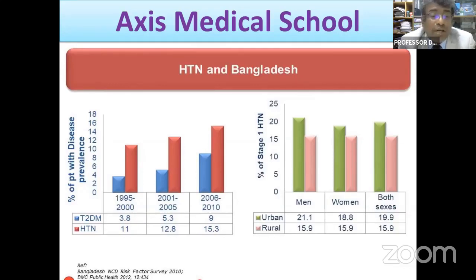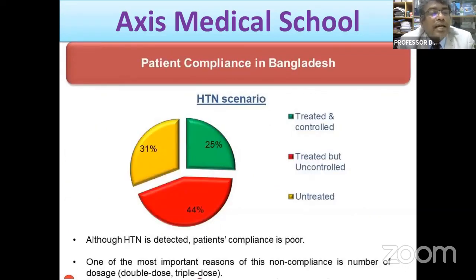And we have also discussed that in urban areas, people living in cities have more chance of having hypertension than rural people. This is the scenario when you consider patient compliance in Bangladesh, and this is a pie chart. This pie chart shows what percentage of people suffering from hypertension are treated and controlled, how much of the population is treated but not controlled, and how much of the population is untreated, but they have hypertension.